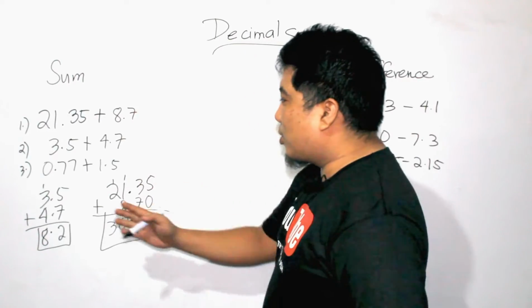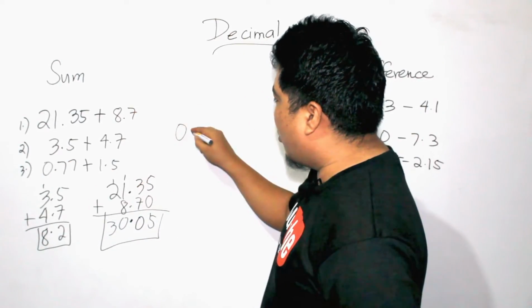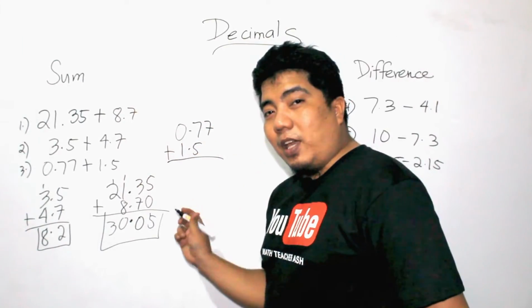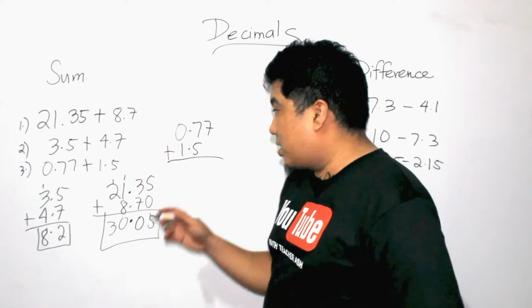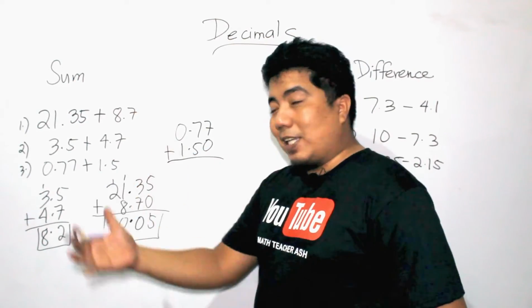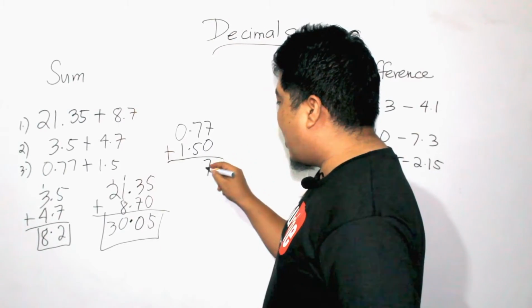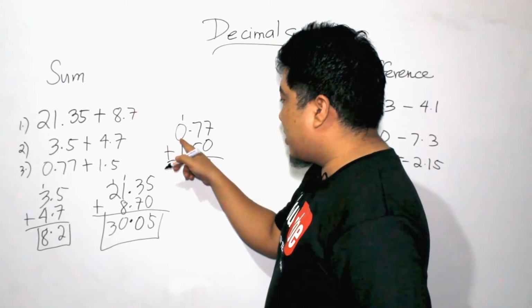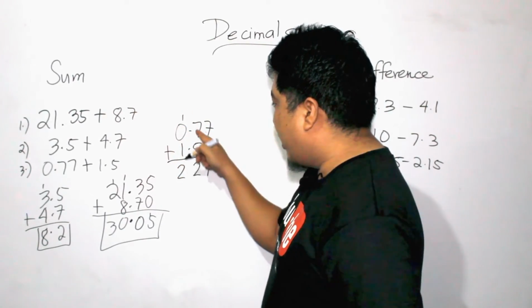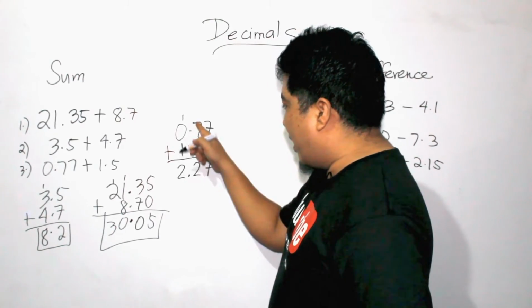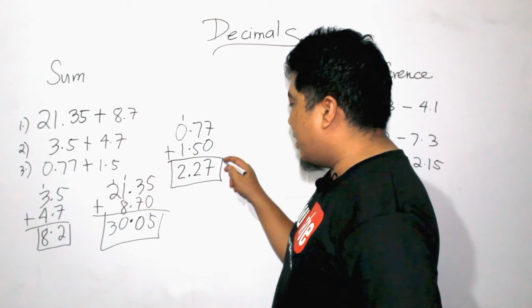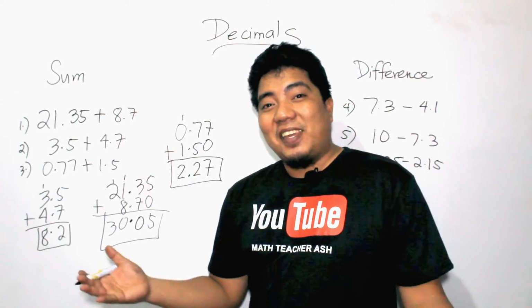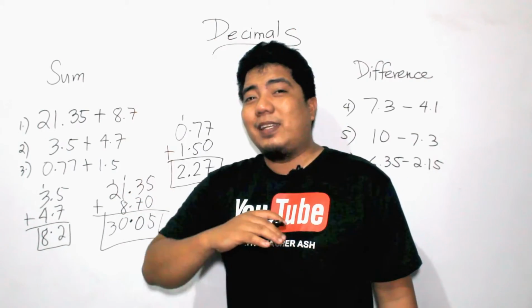Easy, right? Now, let us go to our final example. We have 0.77 plus 1.5. Since they don't have the same number of digits, we will add a 0 here for it to be the same. So 7 plus 0 is 7. 7 plus 5 is 12. 1 plus 0 plus 1 is 2. Then you just copy the aligned decimal point and your final answer is 2 and 27 hundredths or 2.27. Easy, right? So that is just how you add decimals.